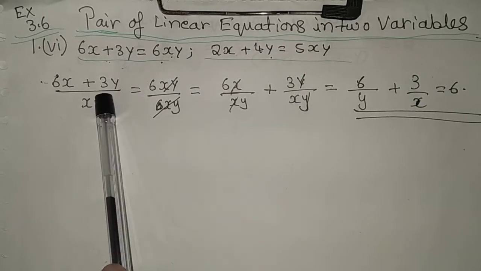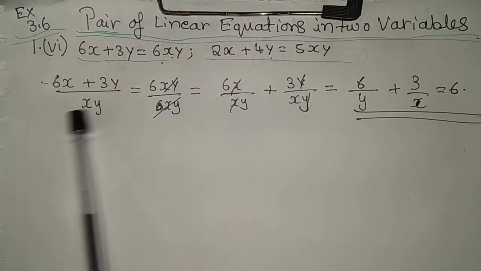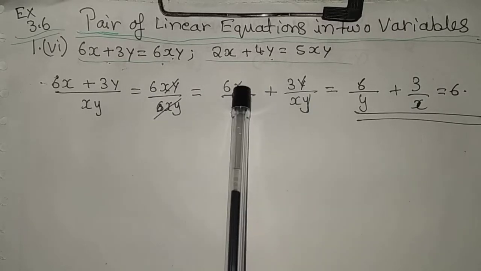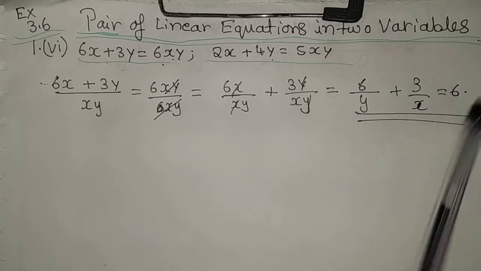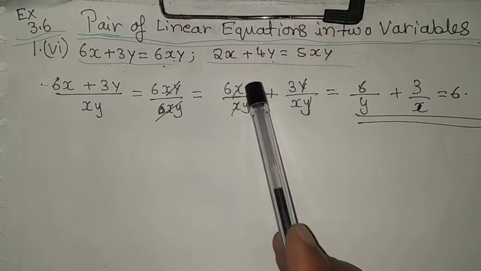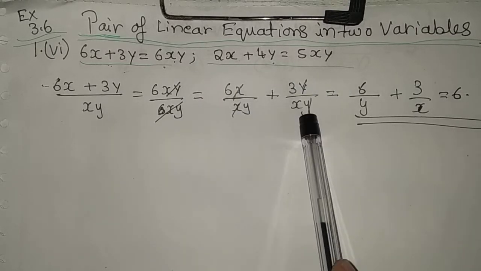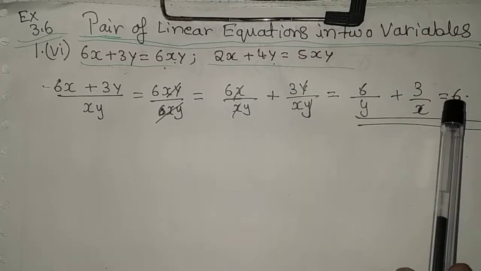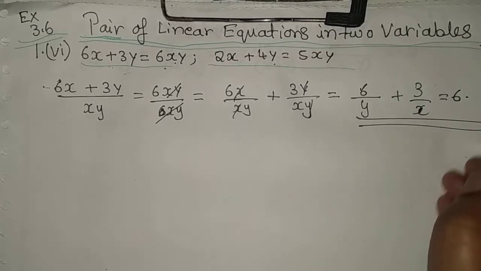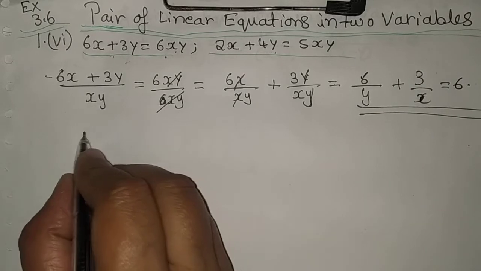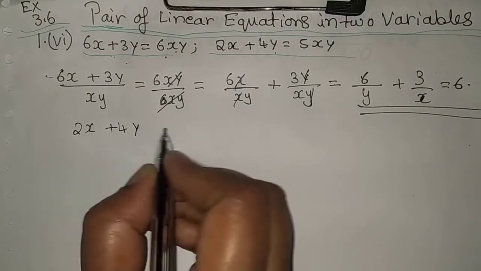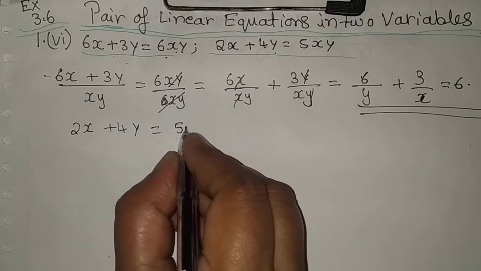So we've taken the first equation and divided both the sides by xy. Then we split this, and each term is divided by xy. Here xy cancels, here x cancels, here y cancels. We are getting 6 by y plus 3 by x is equal to 6 as the first equation. Now we'll take the second equation, that is 2x plus 4y is equal to 5xy.